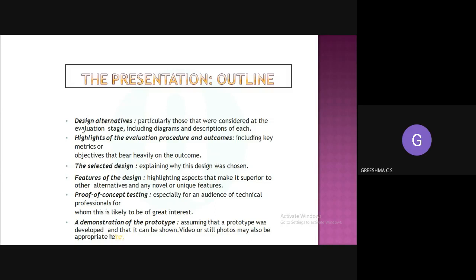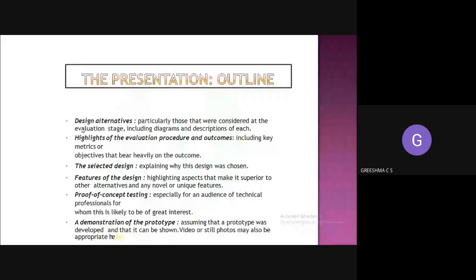Or for the users, it is about how it is used. But technical people will be thinking, oh, it's very interesting. So for them, you should try to explain the concept with proof. For the technical people, explain the concept along with the proof. A demonstration of the prototype, assuming that a prototype was developed and shown. Video or still photos may be appropriate here.